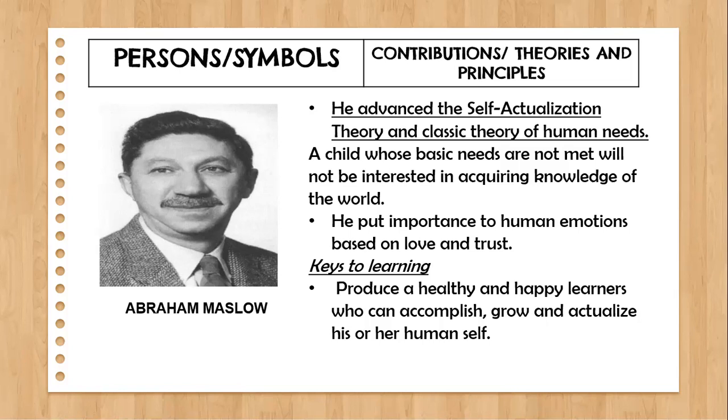So si self-actualization, in terms of a triangle, you can search the self-actualization theory of Abraham Maslow so that it would be clear to you. The focus is a whole child. The focus is a whole person. And he put importance to the human emotions based on love and trust. And he wants that we can produce healthy and happy learners who can accomplish, grow, and actualize his or her human self. And this is a very important action for teachers inside the classroom. Okay.